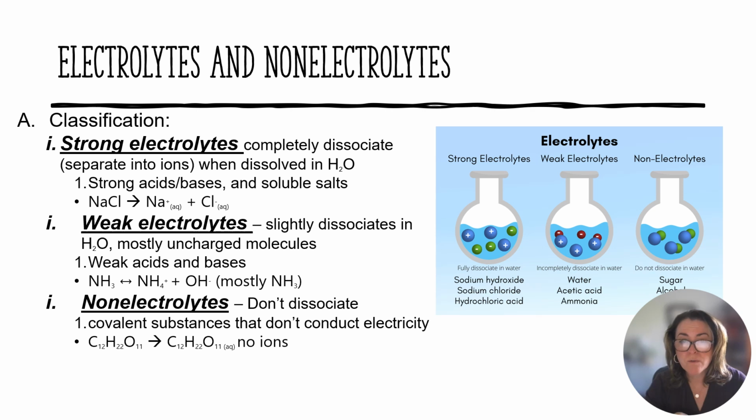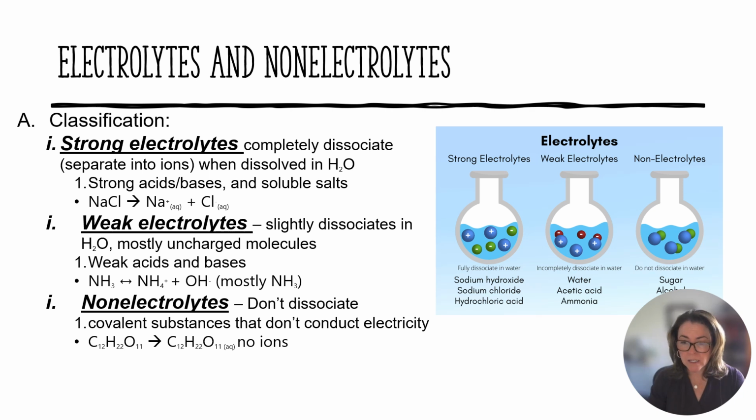And then of course we've got non-electrolytes, and these do not dissociate at all. These are going to be covalent substances, and they do not conduct any electricity. So this will be things like sugar. So if I dissolved sugar in water, it's not going to conduct electricity. Pure water, pure H2O, does not contain enough ions to conduct electricity. So things like sugar, alcohols, water, these are not going to be good conductors of electricity.